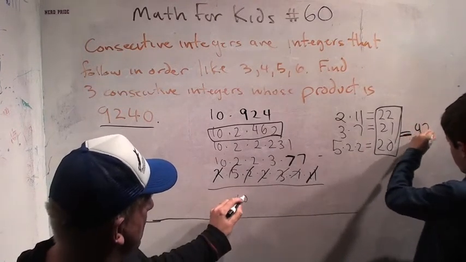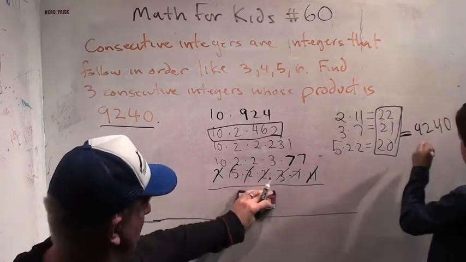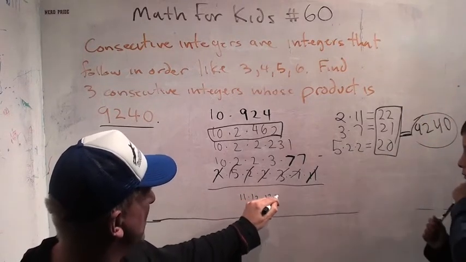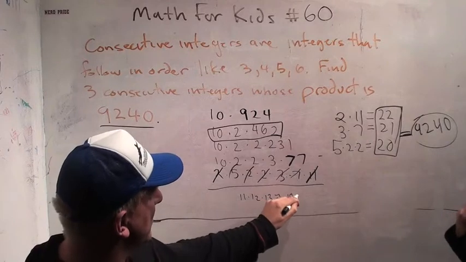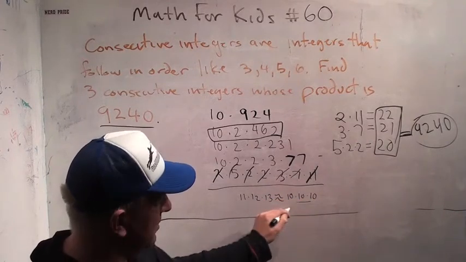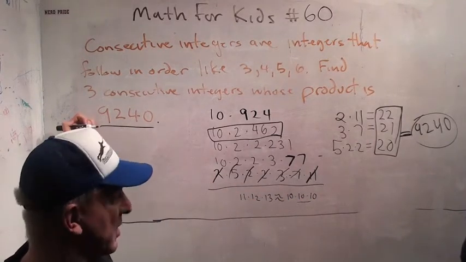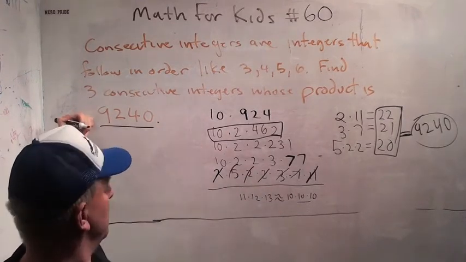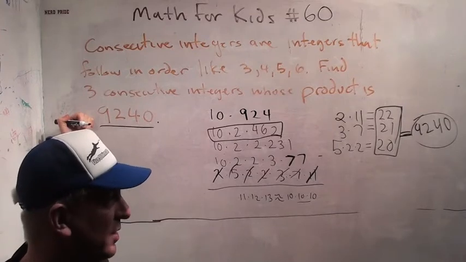We could have just checked that 11 times 12 times 13 was going to be kind of close to 10 times 10 times 10, which is 1,000, which is way far away from 9,000. Now this is going to be a little bit more than 10 times 10 times 10, but it's not going to be 9 times farther away.